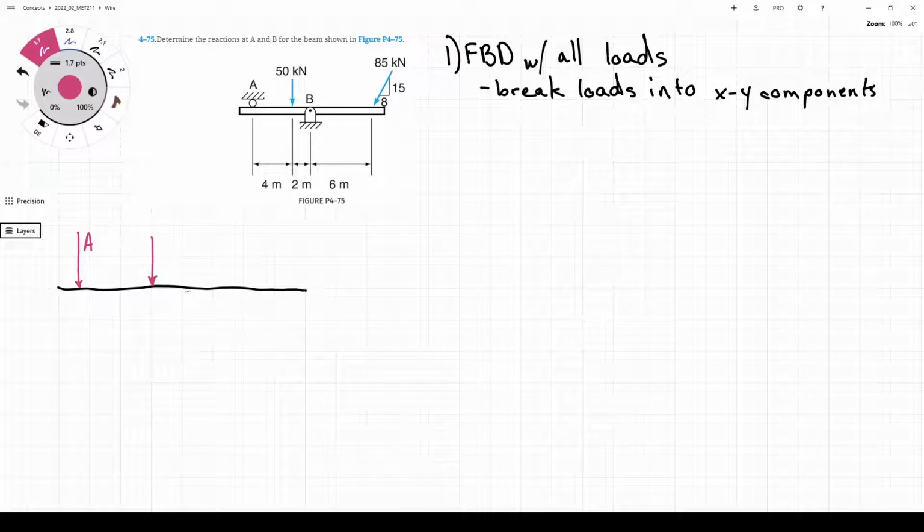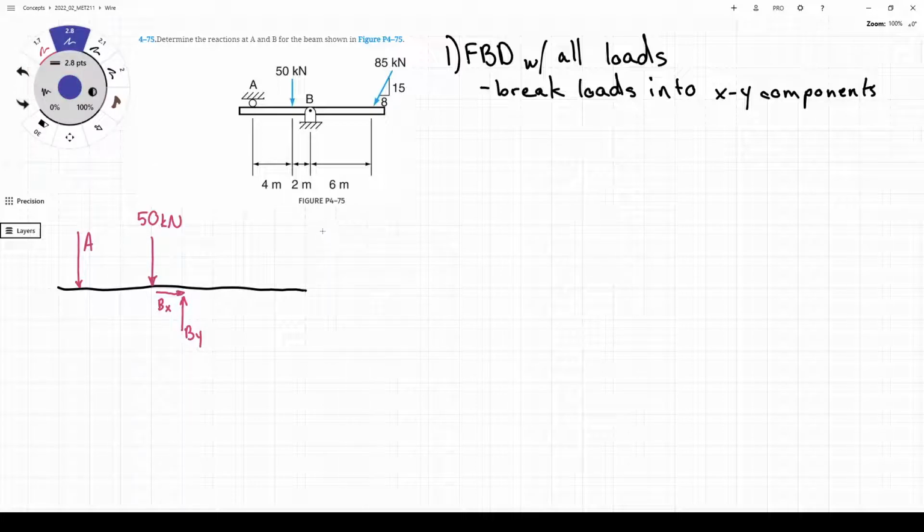At B, we have two forces. We've got a horizontal, we'll call BX, and we've got a vertical load, we'll call BY. Because that's a pin joint, we can have both loads. And because this beam is not a coplanar parallel system, our 85 kilonewton force is at an angle, so it's not all parallel. We have forces in both X and Y direction, so we need to include the BX in this example. Lastly, we'll include the 85 kilonewton force.